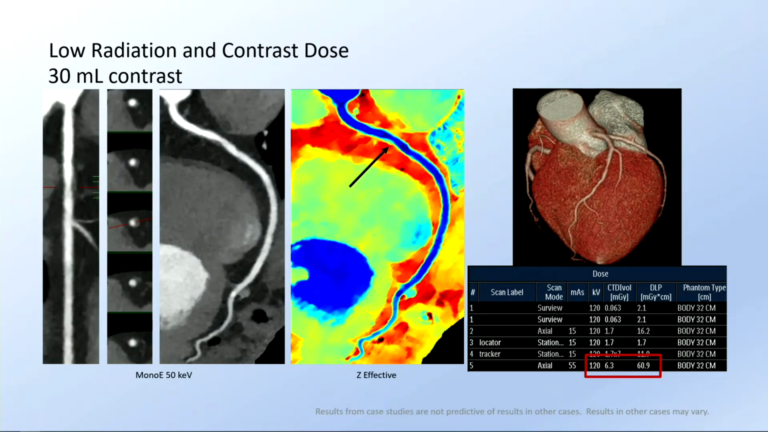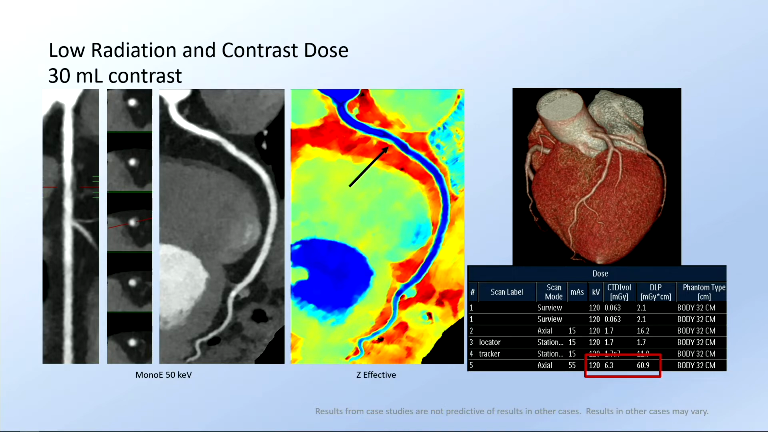We can see here a case with a patient with a low radiation and low contrast dose. This patient had a CT with only 30 mLs of contrast. And I think we all do this. Sometimes it can be a little bit challenging if you want to decrease the contrast in some patients, and sometimes it goes well, sometimes it doesn't go as well.